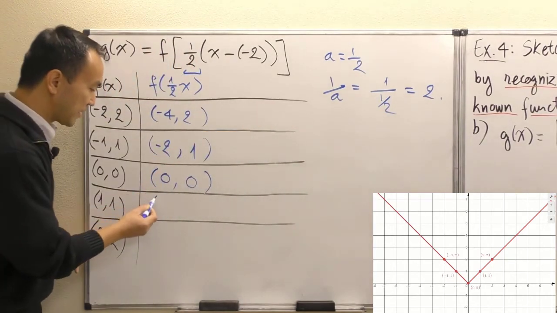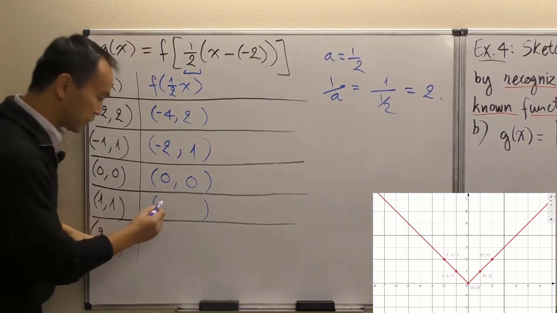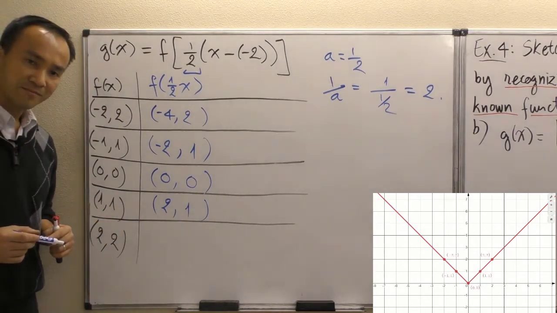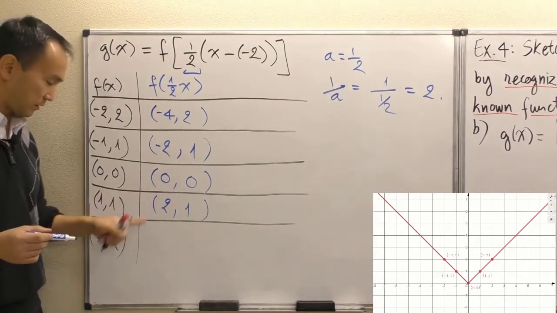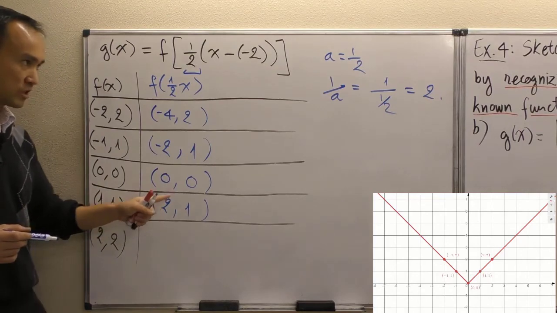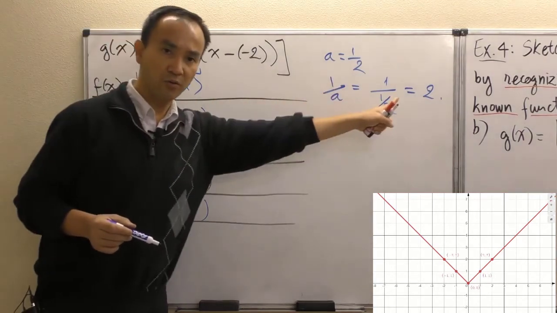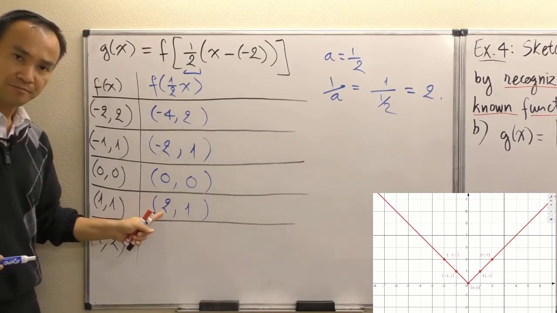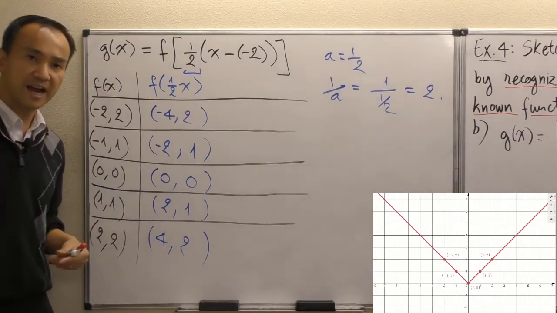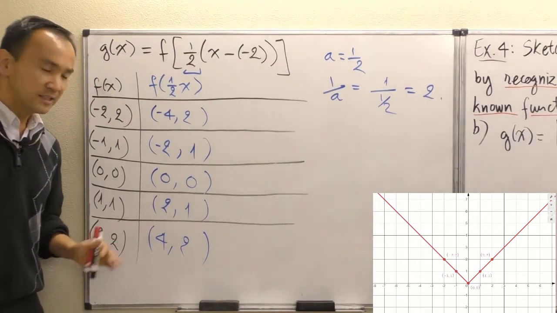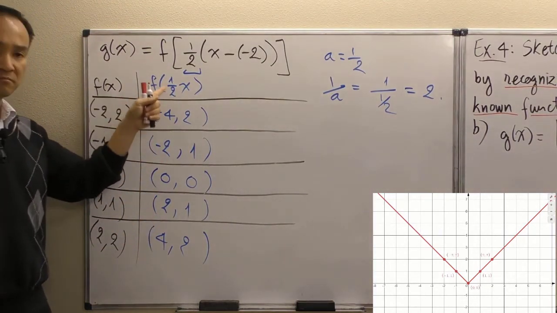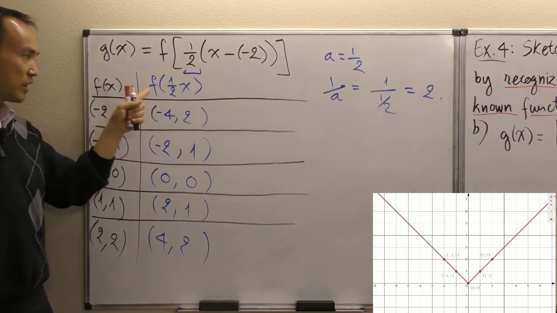And now we're going to advance to the next one. (1, 1) is transformed to (2, 1). The y value stays the same, but the x value became 2 simply because 1 times 1 over a, which was 2, equals 2. And then the last point here is (4, 2), and now you already have a clear understanding of why. So these are the guiding points after transforming the function from f of x to f of 1/2 x.